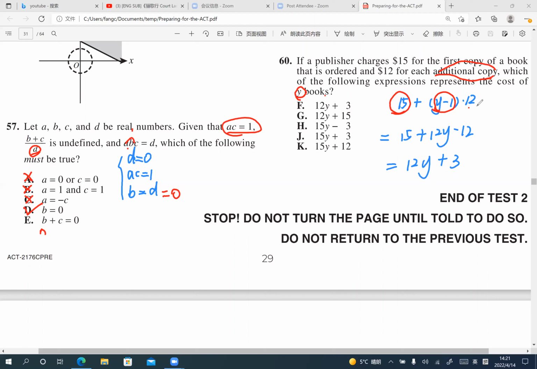We simplify the expression. We have 15 plus 12y minus 12. So 15 minus 12 is 3. So we get 12y plus 3. We should choose option F. Question 6.